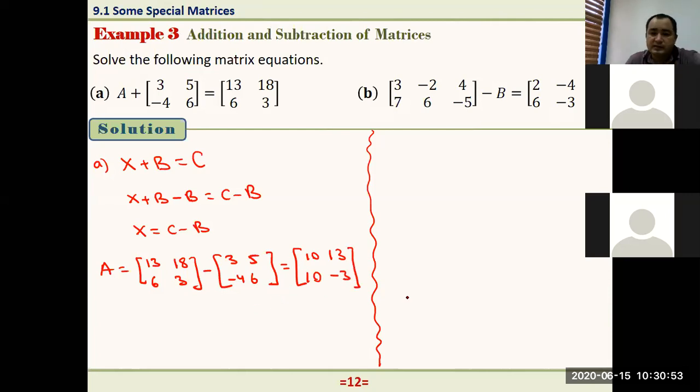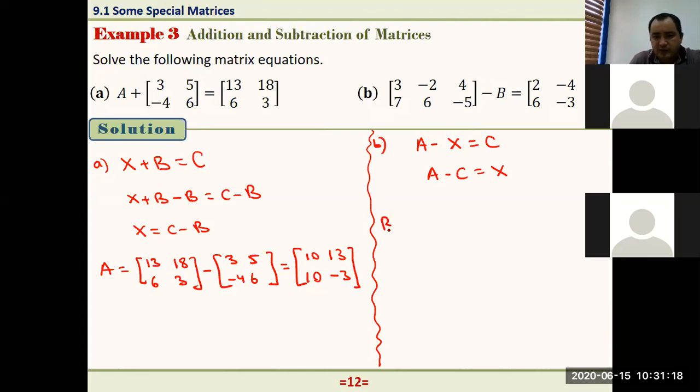Okay. Similar way, what do we have here? Here we have A minus this one, that is X. Here we have, let's say, C. So A minus C is equal to X, right? So what is our X? It's B. So question B.